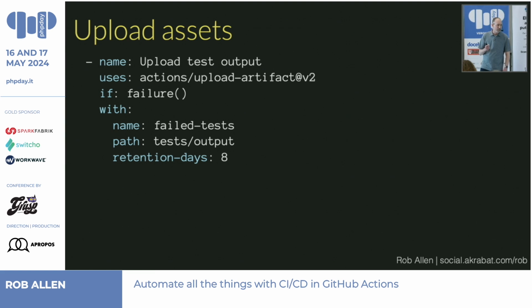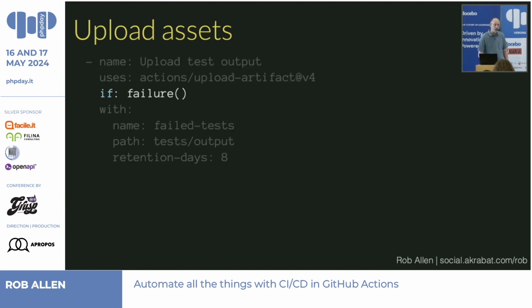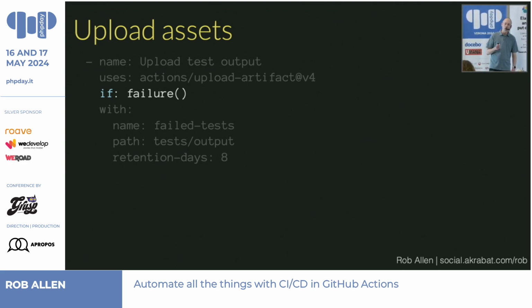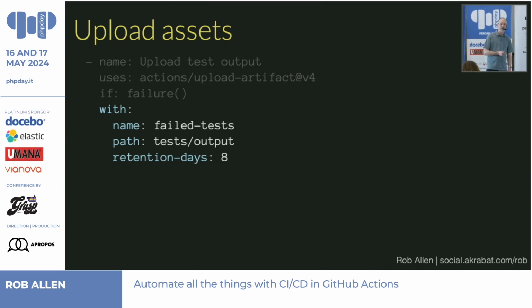GitHub Actions comes with a file system where you can upload your assets. There's an action called upload artifacts, and we can use it only if there is a failure. So this particular step only runs if failure happened. And if it does fail, then we will create an area in the storage system called failed tests, and we will upload everything in the output folder. And now I can send that to my dev to get the problem fixed.